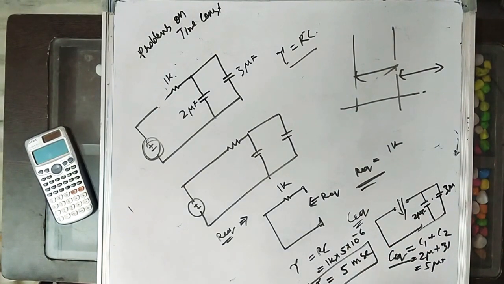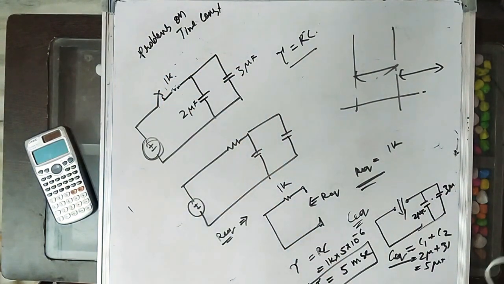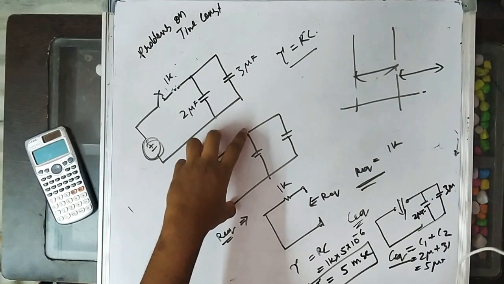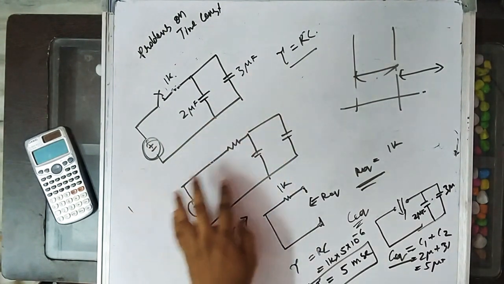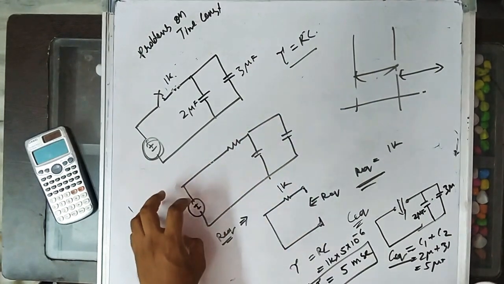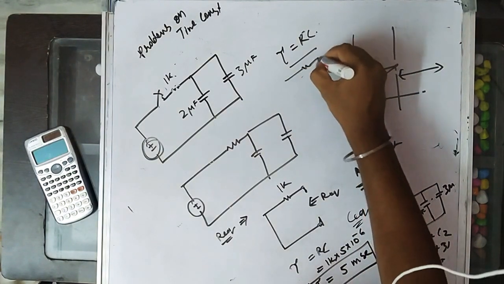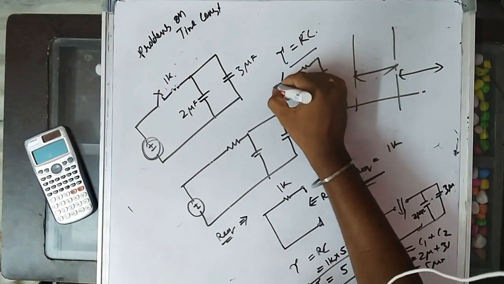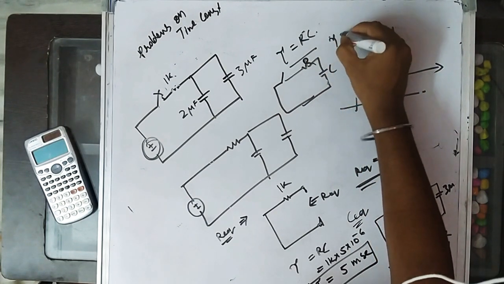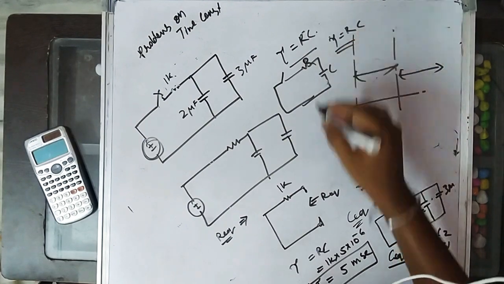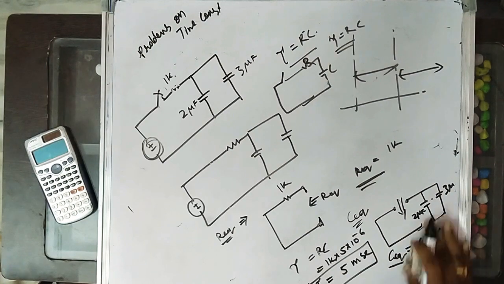Initially, turning on the switch is the main important concept. After turning on the switch only, you will get this value. For finding R equivalent, we remove the capacitor, and ultimately you are making the circuit in RC form. For RC, tau equals RC. So you find R equivalent and C equivalent, and you get the time constant tau.